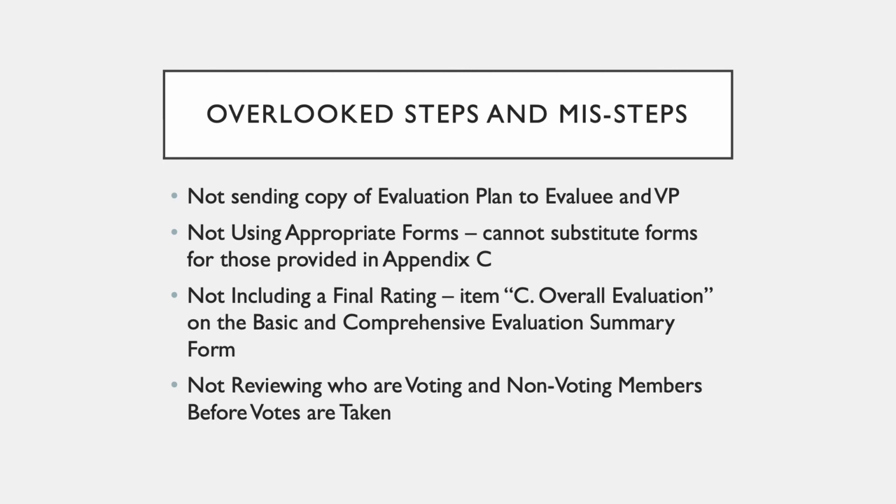So these are some common mistakes that we see that result in evaluations being invalidated. One is the evaluation plan needs to go to the evaluee and the VP, and if it's not sent to them, that's a problem. So you want to make sure that that goes out in a timely manner. And then not using the appropriate forms. You can't substitute the official forms in Appendix C with other forms. You have to include a final rating in the comprehensive and basic evaluation summary. So you don't want to miss checking that area and including the final rating.